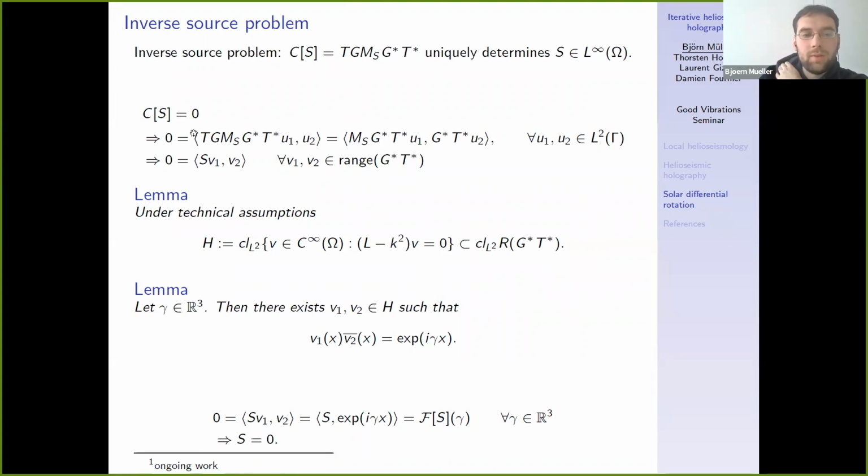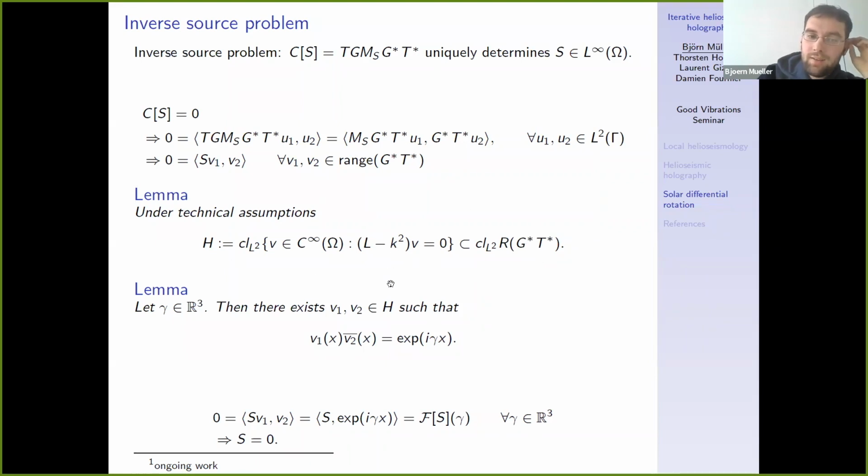So for the inverse source problem, I just want to show you very briefly, without the proofs, how the proof works. So we start with, it's a linear problem. So we can just solve for CS equals 0 and try to prove that S equals 0. This will show uniqueness. And the main idea is that if CS equals 0, this equation holds true for every U1 and U2 in L2 of gamma, and gamma is our measurement region. Then we can bring our T and G to the other side, and we have mainly this equation. And so under some technical assumptions, we can prove a result like this with k the wave number.